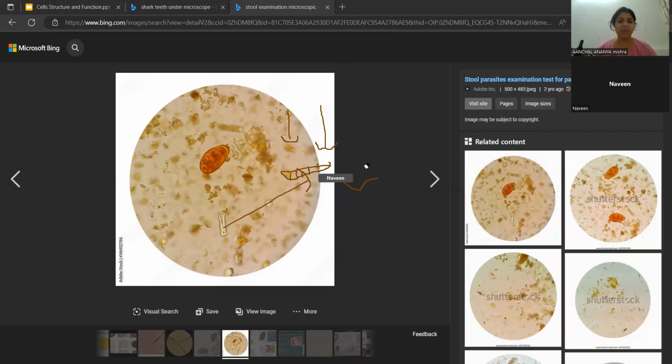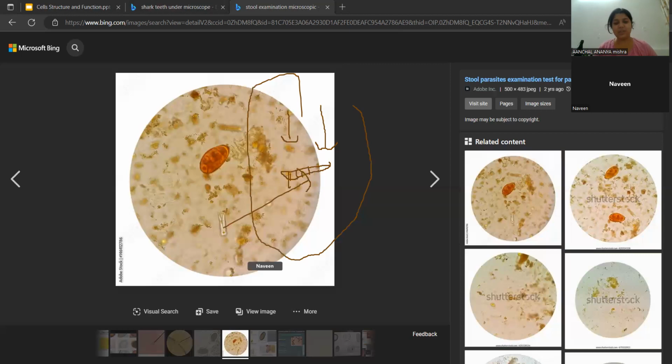Please stop drawing. Wait, look at the face. Okay, you are trying to draw a face. Okay. Anything else you want to see under the microscope? Yeah, a dragon. Okay, a dragon.